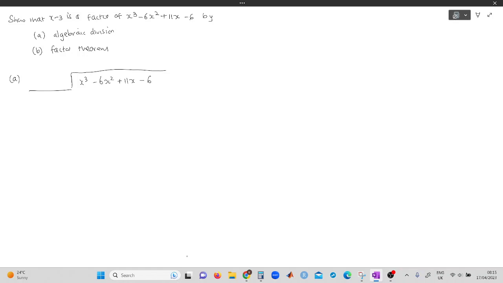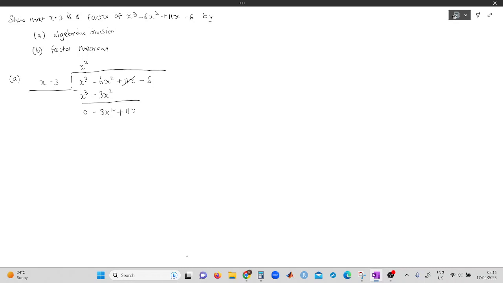Minus 6, and then divided by this. Donc, when we start, tout simplement, dividing the first term of the polynomial by the first term in the dividing factor. So x cubed divided by x. Je multiplie x squared by the factor here. So x squared multiplied by x, x cubed. X squared multiplied by minus 3, minus 3x squared. Je retire pour trouver the remainder. X cubed minus x cubed gives me 0. Minus 6 minus 3, so minus 6 plus 3, which gives me minus 3x squared.